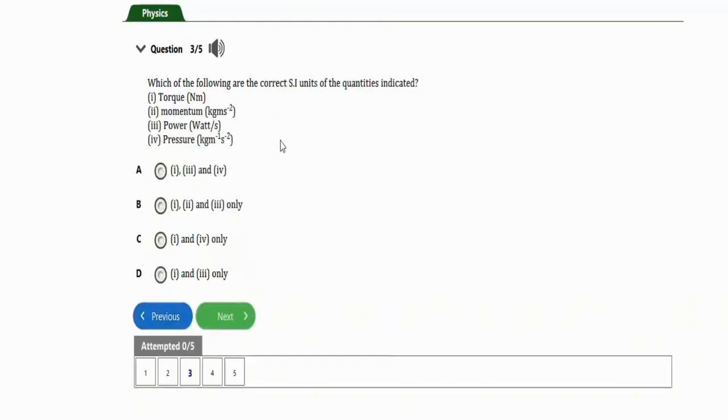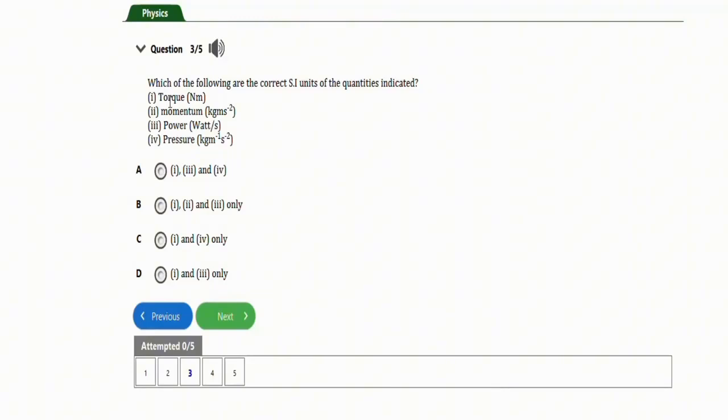All right, so this is a third repeated question. It says, which of the following are the correct SI units of the quantities indicated? Now for this question, let's begin with IV and progress upward. So we have IV, we have pressure. For pressure, the SI unit we have here is correct for it. Well, for power, the SI unit we have here is not correct for power. For momentum, the SI unit we have here is not correct for it. For torque, the SI unit we have here is correct for it.